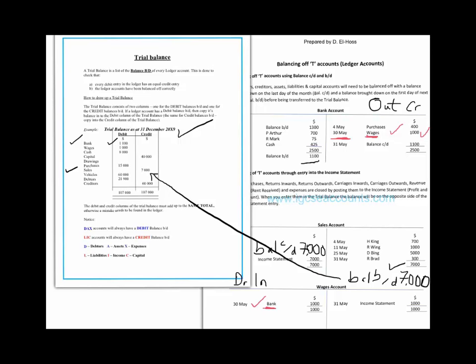So how do I know which balances brought down go on the debit side and which go on the credit side? Well, there are two ways of approaching this. You can either memorize them or you can use the rule DAX-LIC. Basically, DAX stands for debtors, D, assets, A, and expenses is given the symbol of X. All DAX T accounts, the balance brought down will be on the debit side. LIC stands for L, liabilities, I, income, i.e. revenue or sales, and C, capital. All the LIC items go on the credit side as a balance brought down.